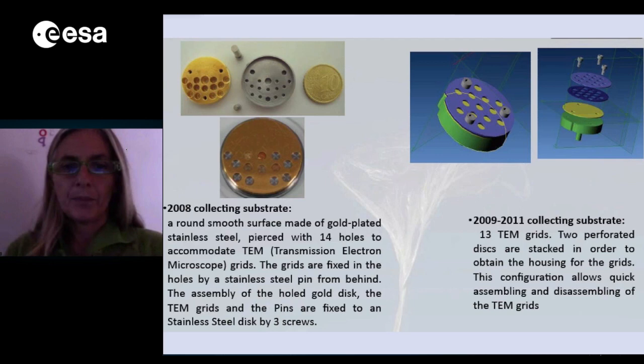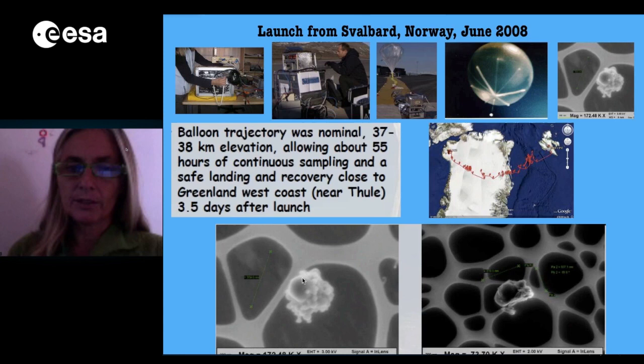Okay, here, just to show you the results we obtained, this slide and the following one show what we collected in the 2008 flight. Here is an example of the particles typically collected. These are really very small particles, about 0.5 micron, and this is also a very small one.